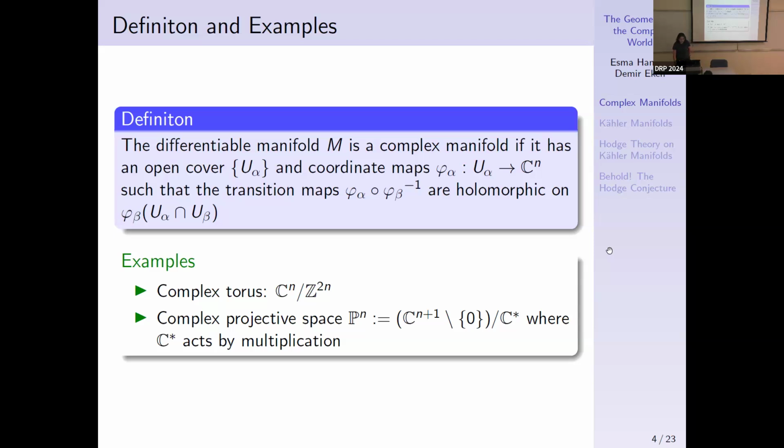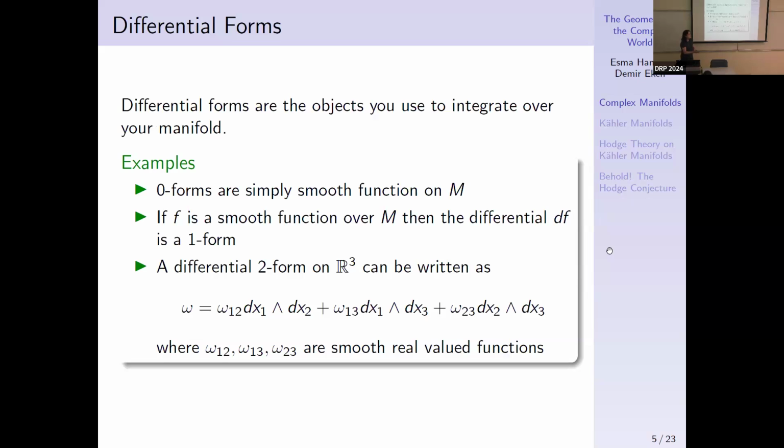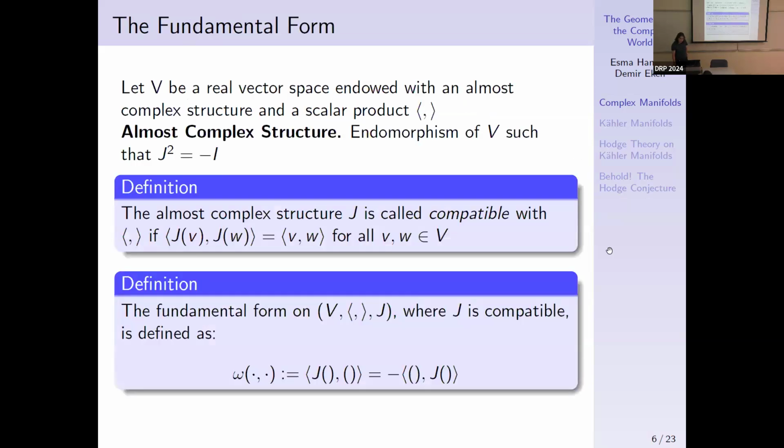Now I will talk about differential forms. We have a complex manifold, and we want to be able to do calculus on it: differentiate and integrate. The things that you integrate over your manifolds are called differential forms. Some examples: a zero form is a smooth function on your manifold, a one form would be the differential of f, and a two form can be represented like this. Now I will tell you what the fundamental form is. The fundamental form is basically a metric. It measures distances, areas, and volumes in higher dimensional spaces.